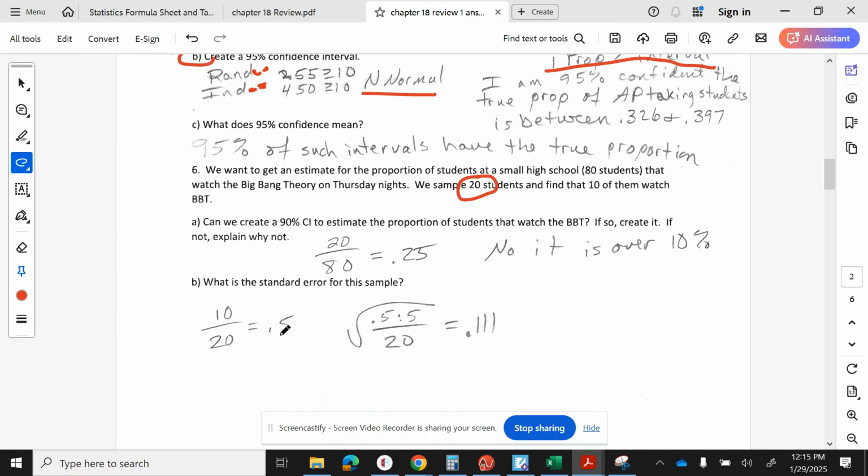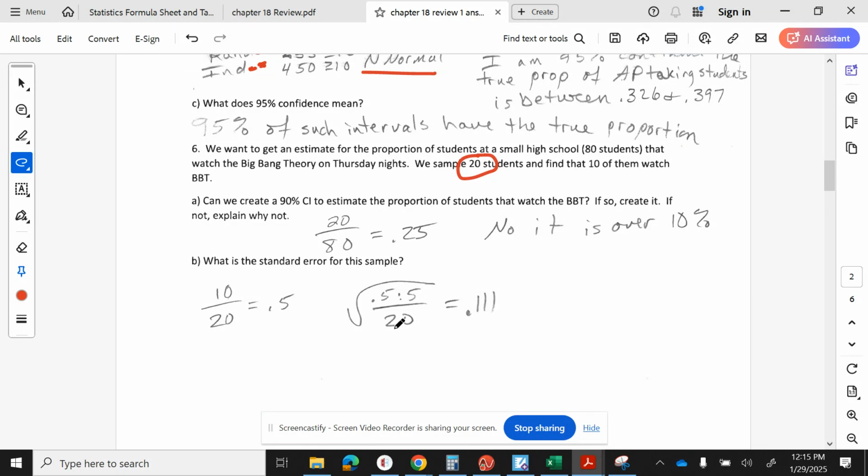What's the standard error? Now, in the sample, we found 10 watched the show. 10 out of 20 is 0.5. You take the square root of 0.5 times 0.5 over the sample size of 20. You're going to get 0.11. Still the same way to find the standard error.